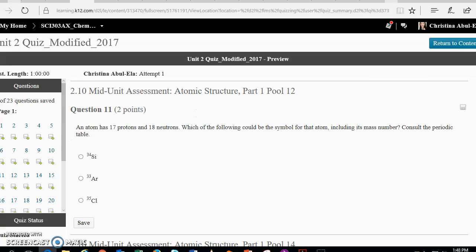Question 11. An atom has 17 protons and 18 neutrons. Which of the following could be the symbol for that atom, including its mass number? Consult the periodic table. Is it silicon 34, argon 33, or chlorine 35?